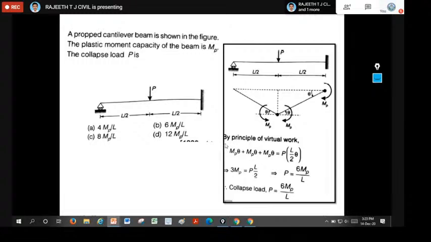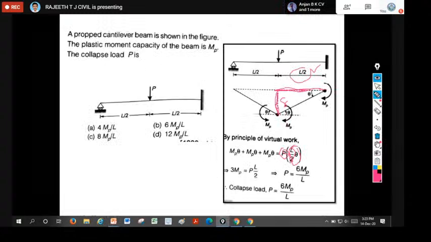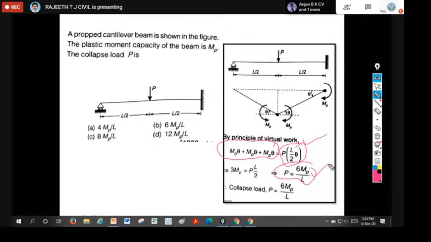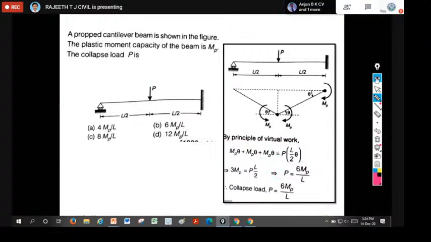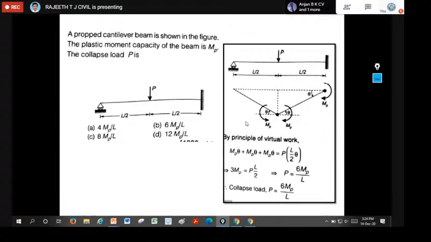Now this is your external work done. This portion is your internal work done, 3 MP theta equal to PL theta by 2. Therefore, if we equate these two by the principle of virtual work, P equals 6 MP by L. So this is your collapse load for the propped cantilever P. You should better remember these values for propped cantilever and fixed beams. We'll go for the next problem.